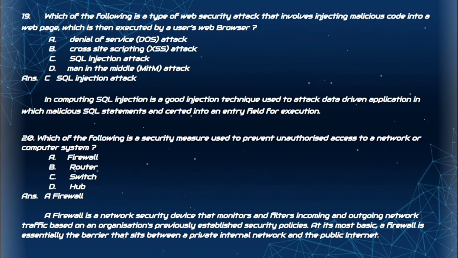Move to the next and last question of our presentation. Question number 20. Which of the following is a security measure used to prevent unauthorized access to a network or computer system? So the answer is option A, firewall. A firewall is a network security device that monitors and filters incoming and outgoing network traffic based on an organization's previously established security policies. At its most basic, a firewall is essentially the barrier that sits between a private internal network and the public internet.